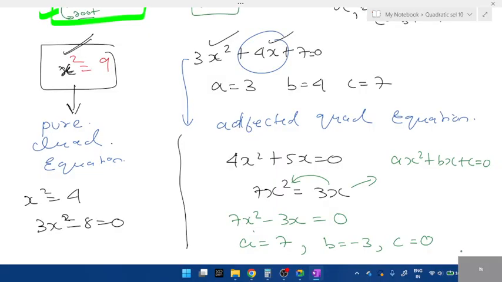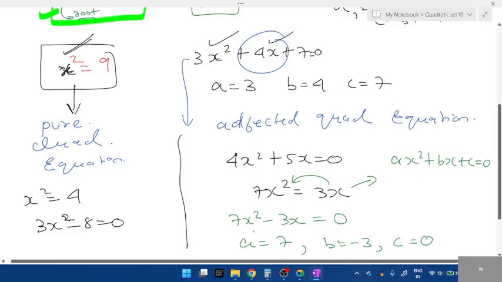Just make a note of this, right? What is pure quadratic? Affected quadratic. And write the general equation ax square plus bx plus c. Okay, completed all of you? Let's go through once affected and pure.